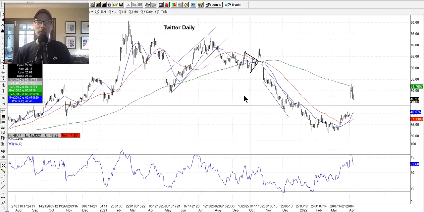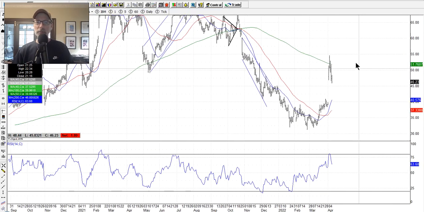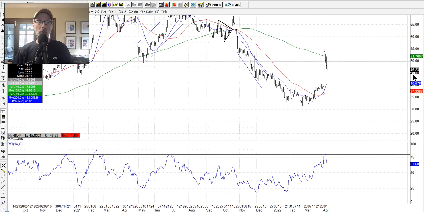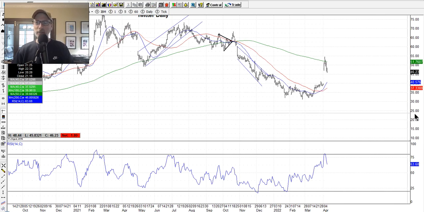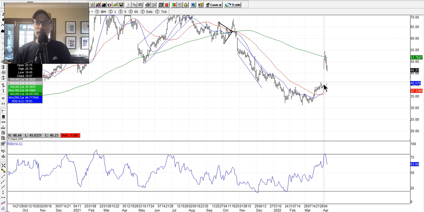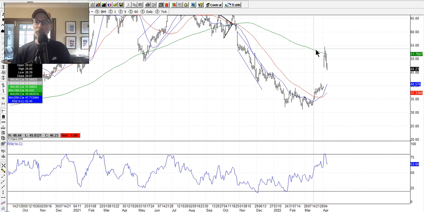Let's talk about Twitter real quick. The news this week was that Elon Musk came on the board of directors for Twitter, started saying that he's bought a big stake in Twitter, so you can see the gap up here. The power move higher created this air pocket, popped above the 200-day moving average, the downsloping 200-day moving average, which means the stock has been in a downtrend, and it's pulled back a little.